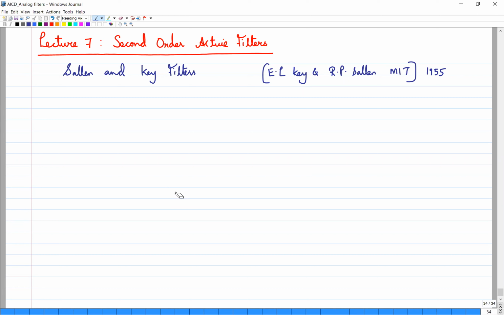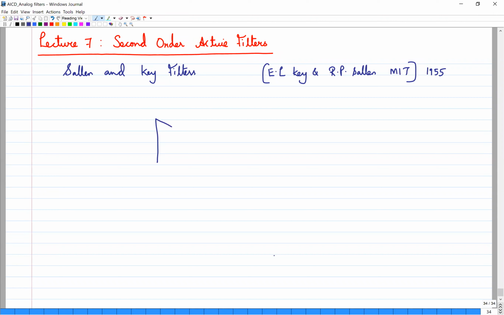Whenever we say second order active filters, what we look for is a square term in the denominator, and an active component which can provide some gain in the circuit. There are various ways to implement second order filters. One popular topology was proposed by R.P. Sallen and E.L. Key, and we call it the Sallen and Key filter topology. First we'll start with the generic structure, and see how we can implement low pass and high pass filters using it.